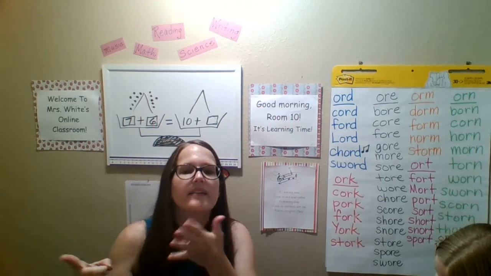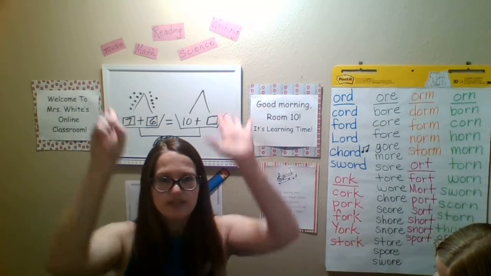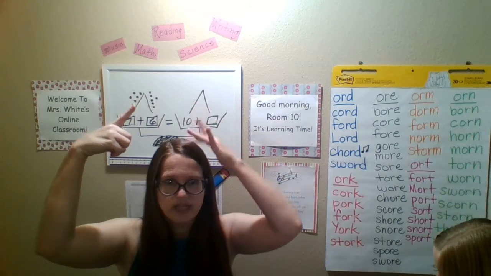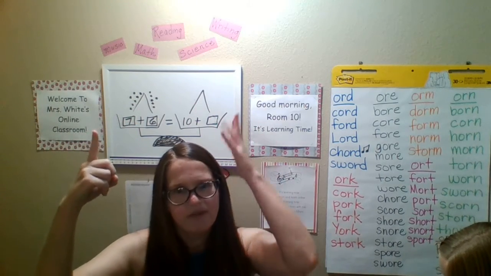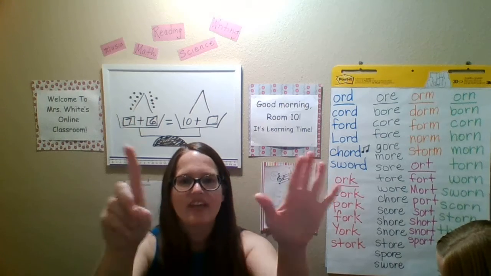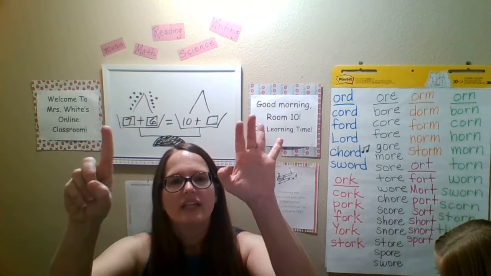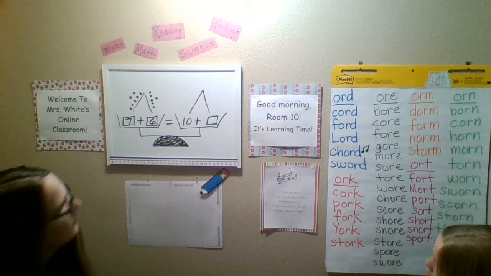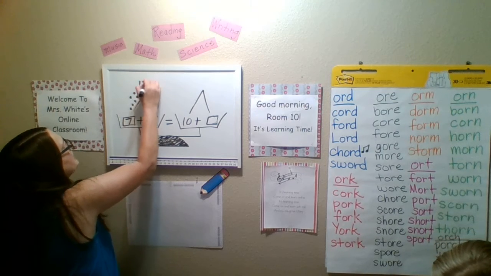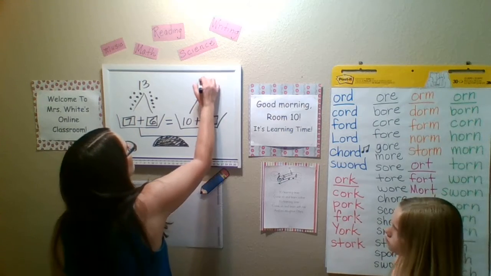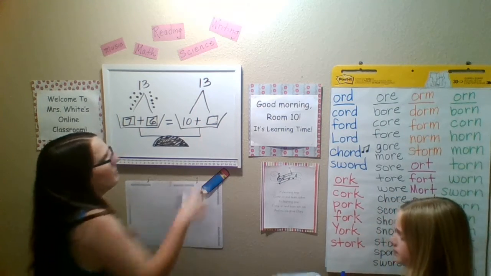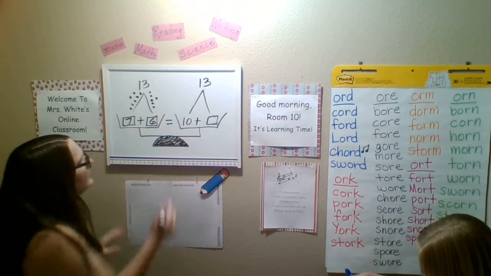7, 8, 9, 10, 11, 12, 13. One more time. 7, 8, 9, 10, 11, 12, 13. I can make 13 with a 7 and a 6. I can make 13 with a 10 and a what? I don't know. 10 stick.